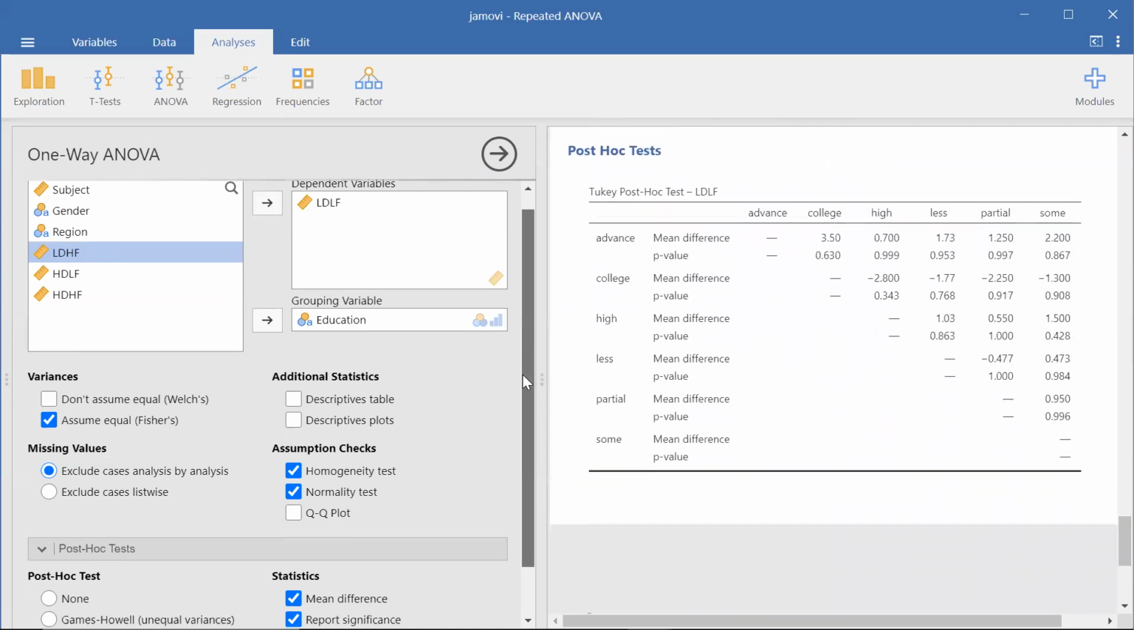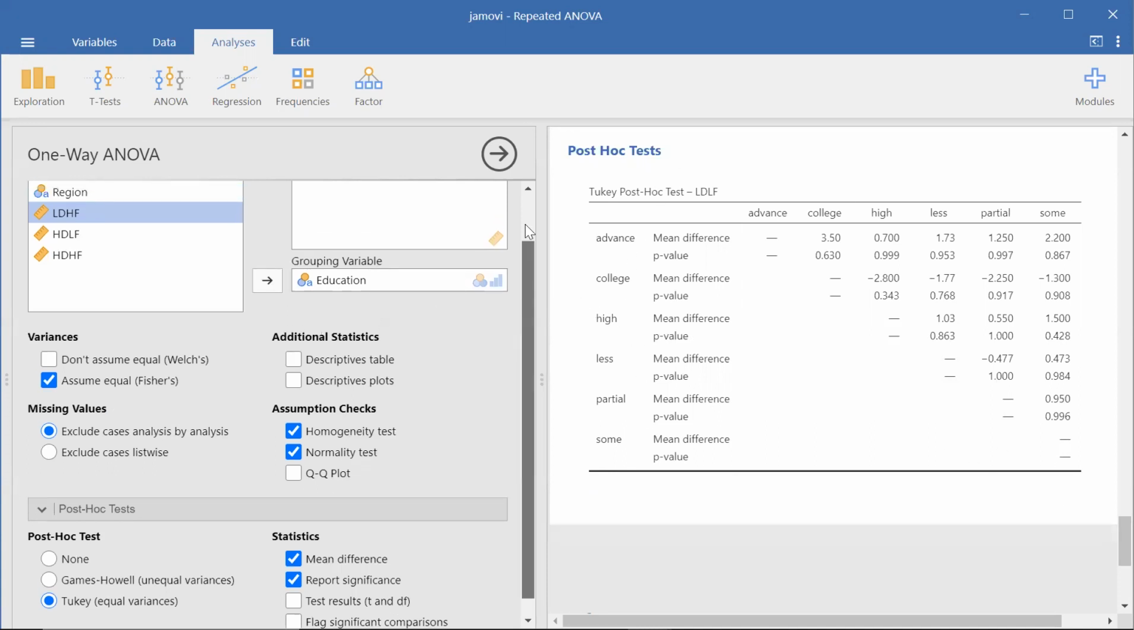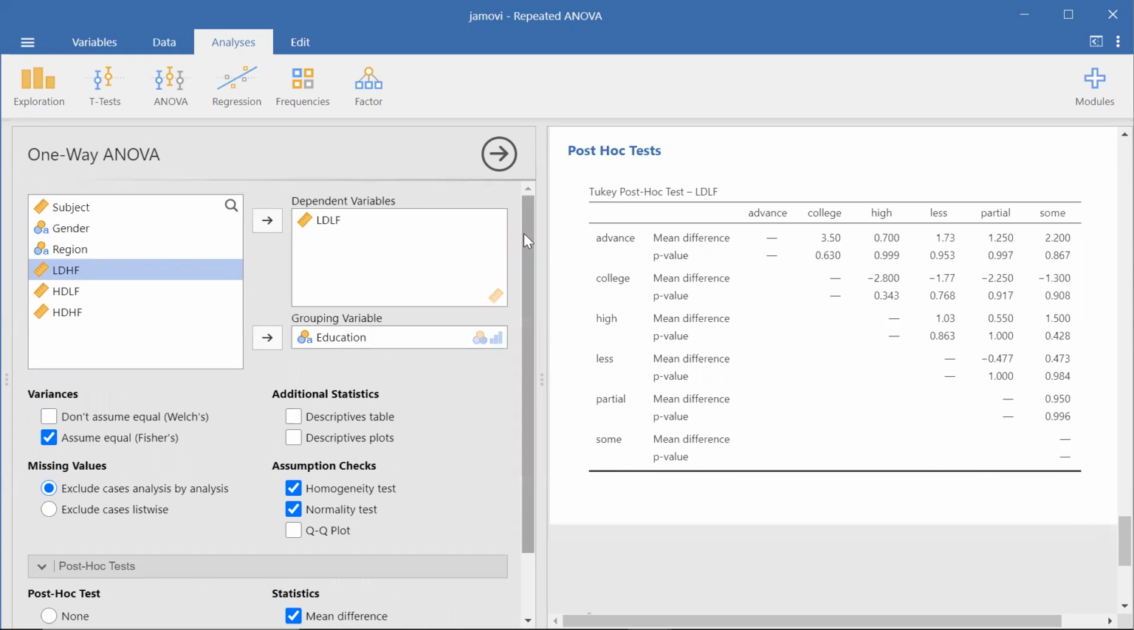So over here, once we scroll down, we can perform a post hoc test. Since the variances are equal, we go for the Tukey equal variances test. And basically what a post hoc test does is, under each grouping variable, for example education, there are different types. Some people did advanced education, some people went to college, high, some people have less education, partial, and only some education. So it pits all these types against the dependent variable, which is low discuss low fear.